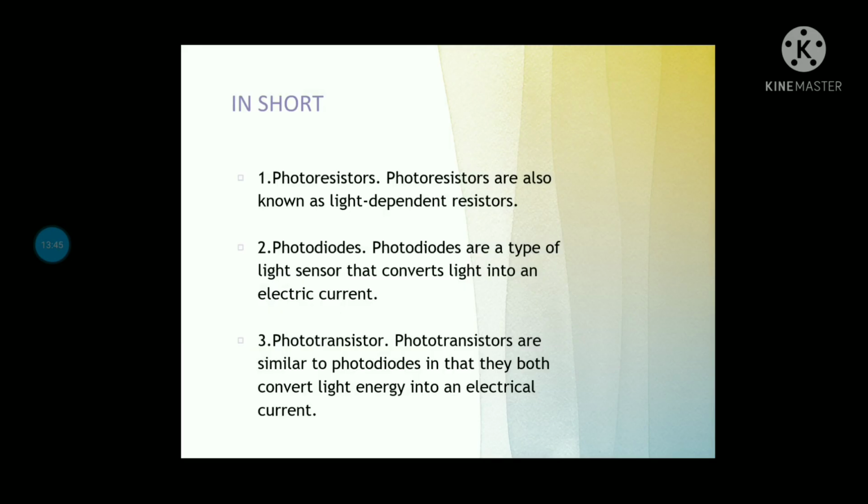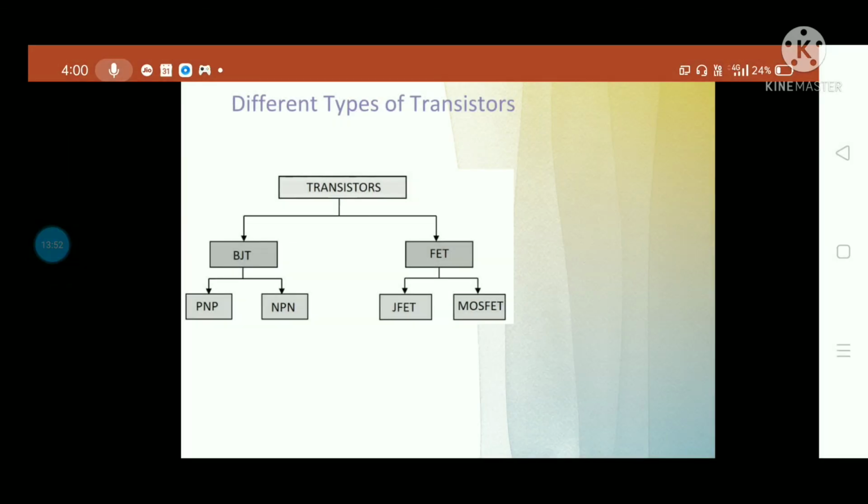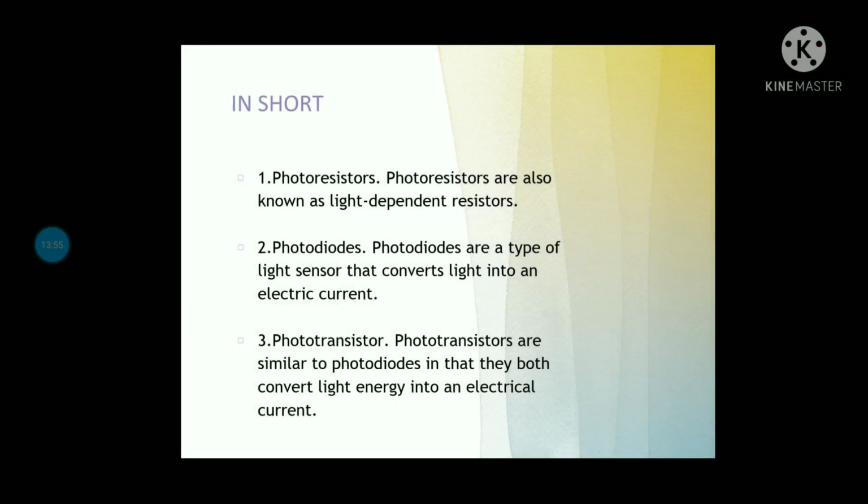Okay, so for today's lecture, in short, let me tell you the summary of the lecture. Phototransistors are similar to photodiodes in that they both convert light energy into an electrical current, whereas photodiodes are the type of light sensors that convert light into an electric signal. And the last one is photoresistors. This is also known as light dependent resistors. Fine, that's it for the lecture.